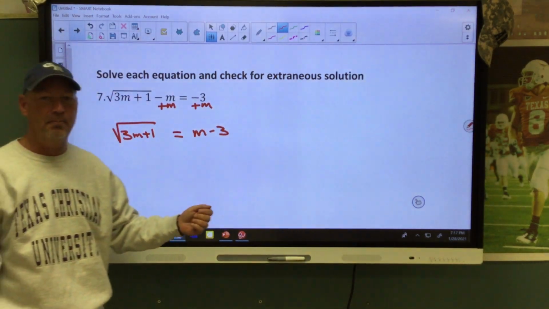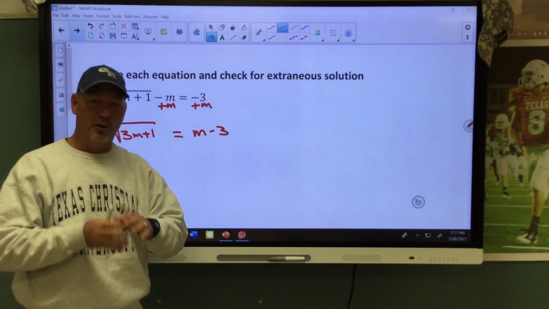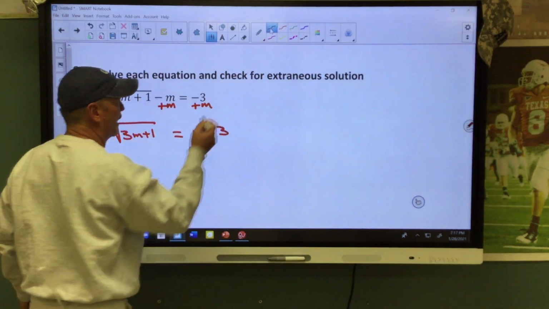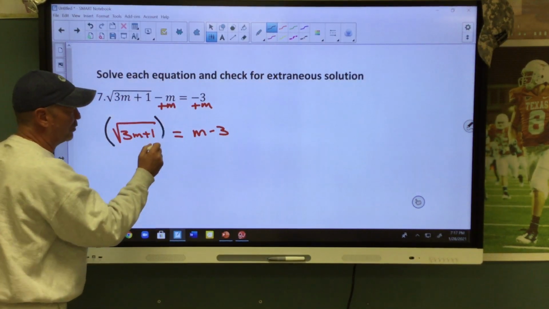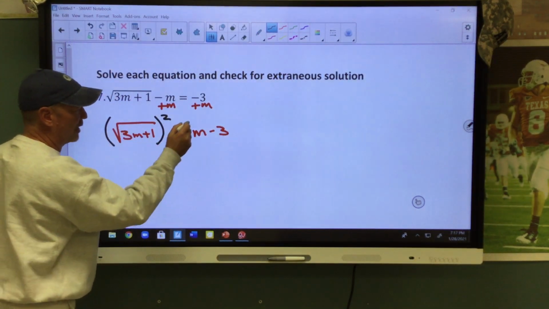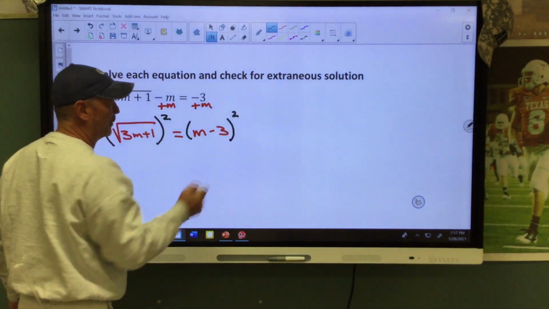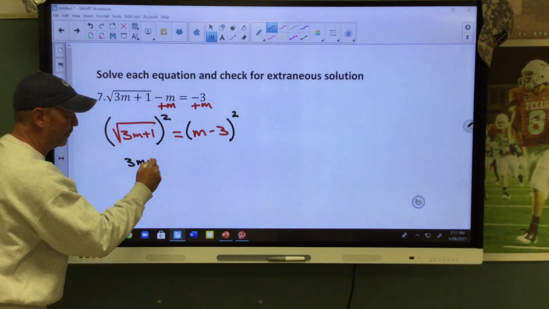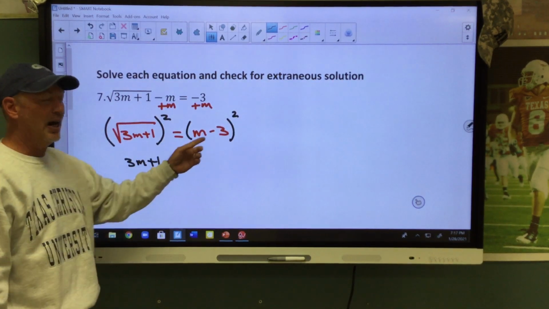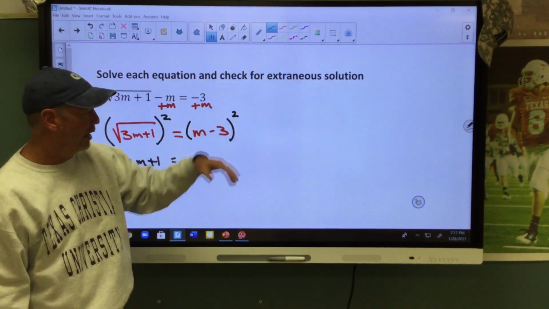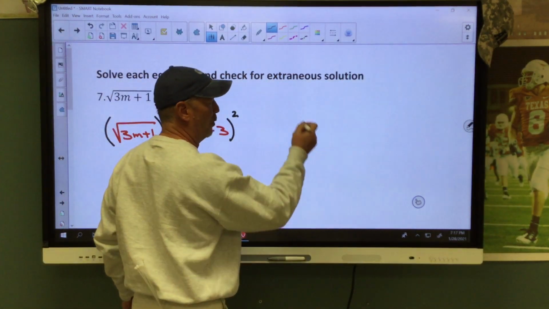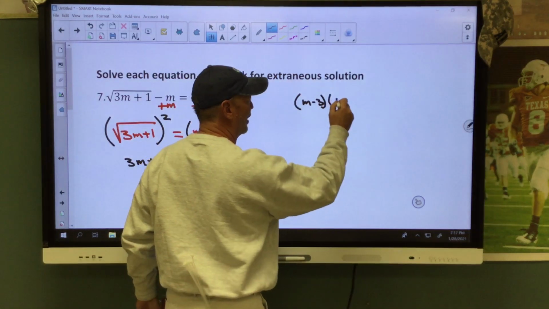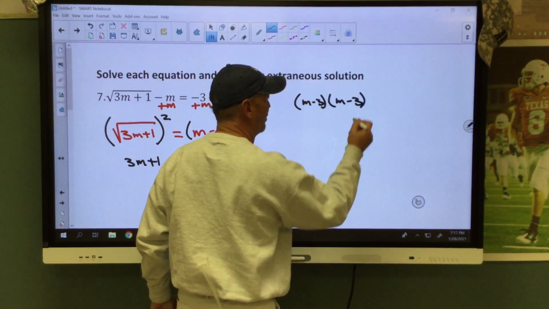Now that my radical is by itself, I'm going to square it so it will drop out. So we're going to jump over here and we're going to square. And if I square the left side, I have to square the right side. This will drop out of the radical as 3m plus 1. Over here, I need to FOIL this. So we can do however you want to do it. You can say m minus 3 times m minus 3. You can even use the box method.